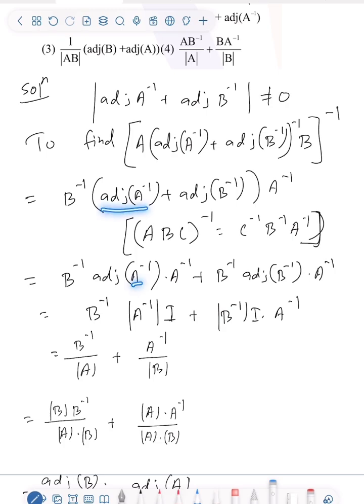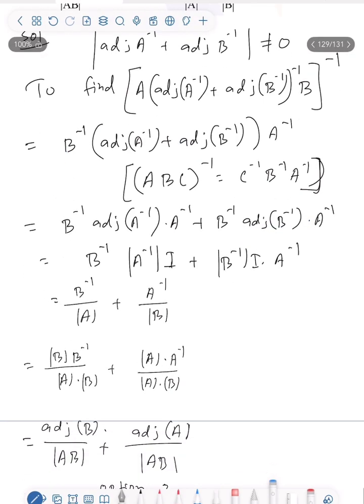So what are we getting? B inverse into adjoint of A inverse into A inverse plus B inverse into adjoint of B inverse into A inverse. Now adjoint of A inverse into A inverse is equal to what? Determinant of A inverse into identity matrix. How did this come? This came from here. We know that adjoint of A is equal to determinant of A into A inverse, right?